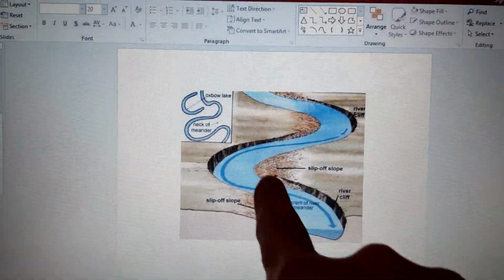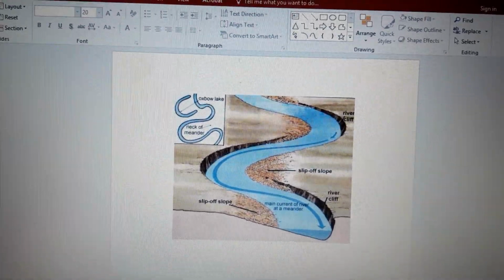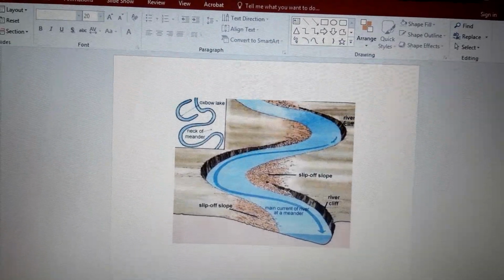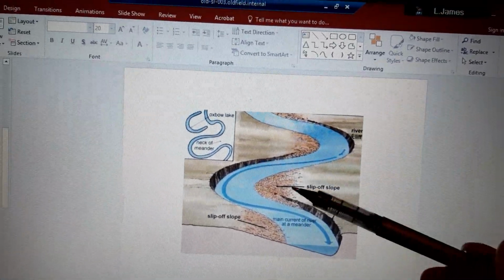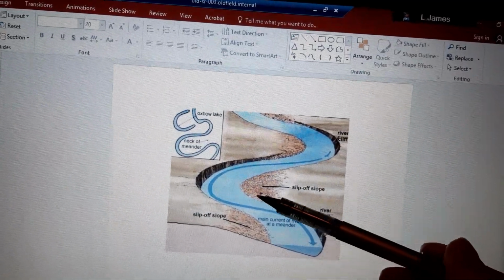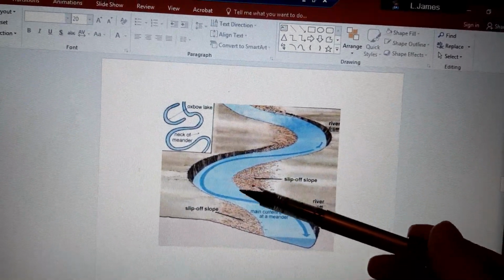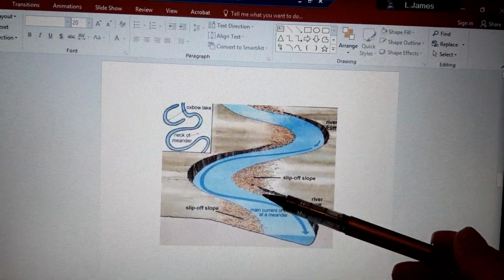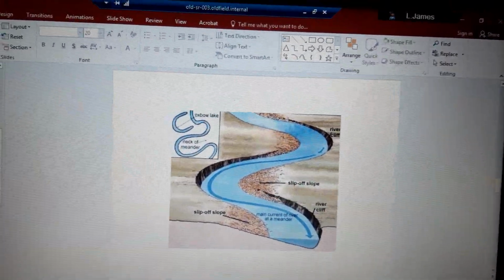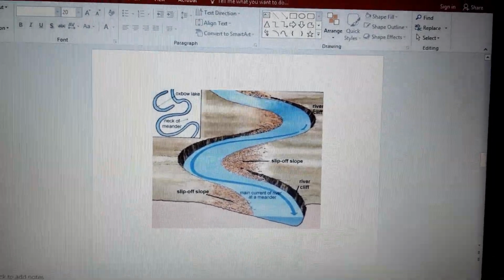Then on the inside of the river bend, where the water's flowing much more slowly, there's more friction, and the water has less energy. There's a lot of deposition happening, and that's what has caused this little pebbly beach on the inside of the river meander. This is called the slip-off slope, where all that load the river's carrying has been deposited.